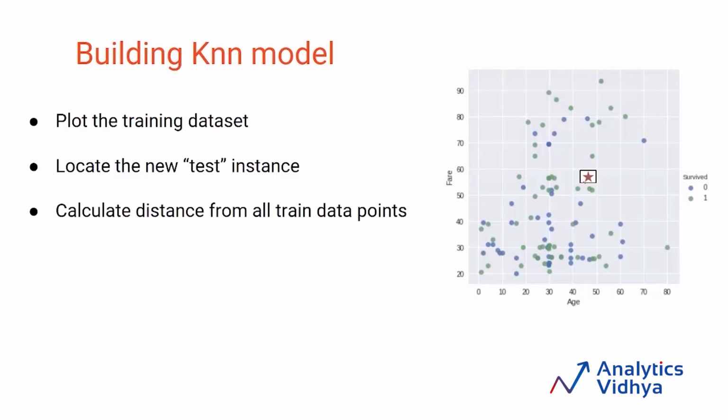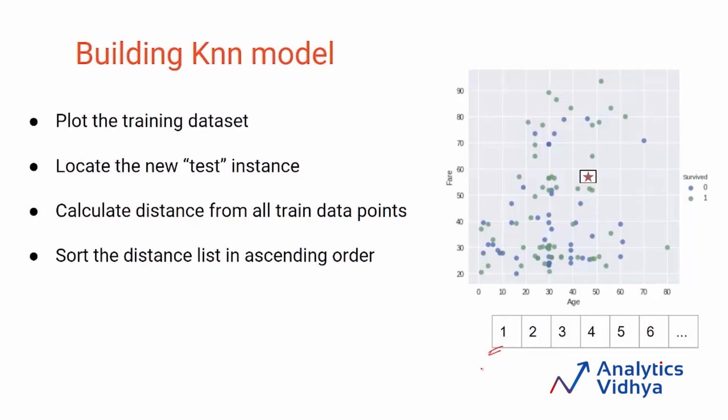Now the next step is to calculate the distances from all the points in the dataset. So the distance of this star from this point and all the points in the graph is calculated. Now let's assume the distances obtained are as shown in the list below. So the distance of this point from, let's say, here is 6, from this point is 2, and so on and so forth. Now we'll sort the list of these distances in ascending order. So here we have the distances in ascending order.